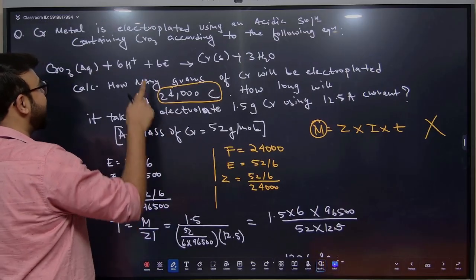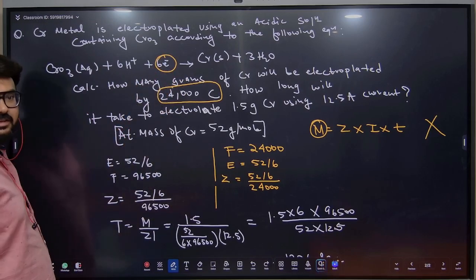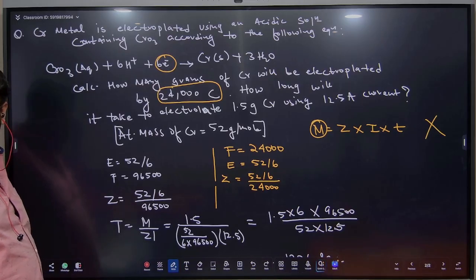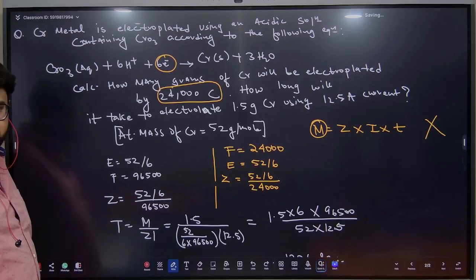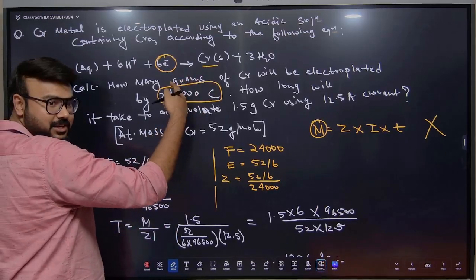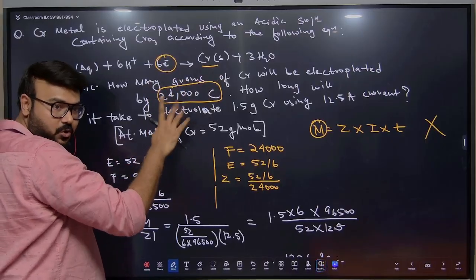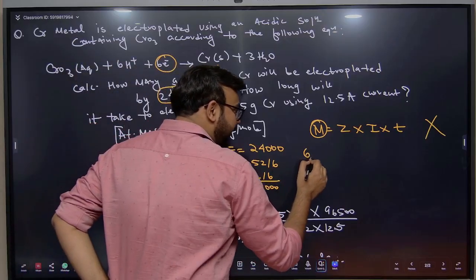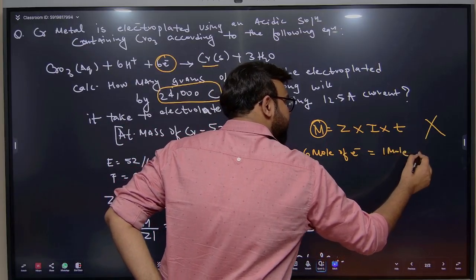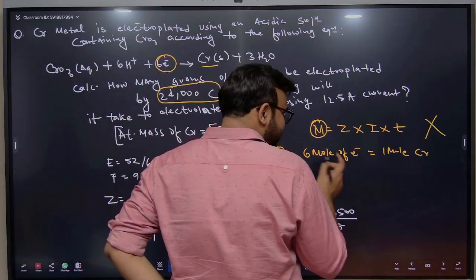Tell me now in this question, how many moles of electron have you used? Six. Yes or no? 6 moles of electron are required for 1 mole of chromium deposited, as per the question, correct? That is the reaction. Yes or no?